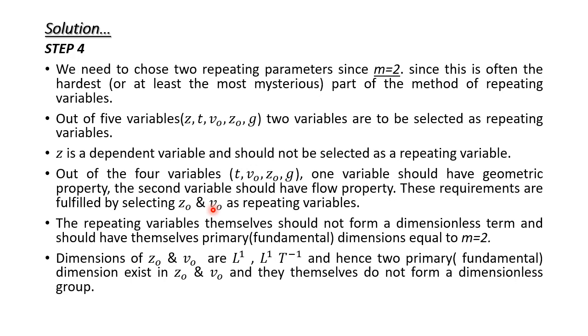Okay, so the repeating variables themselves should not form a dimensionless term and should have themselves primary dimensions. So this contains primary dimensions and they themselves do not form a dimensionless term. Okay, so the dimensions of z naught is L to the power 1 and v naught is L to the power 1 T to the power minus 1, and hence 2 primary dimensions. If you just observe the dimensions here, we have 2 dimensions.